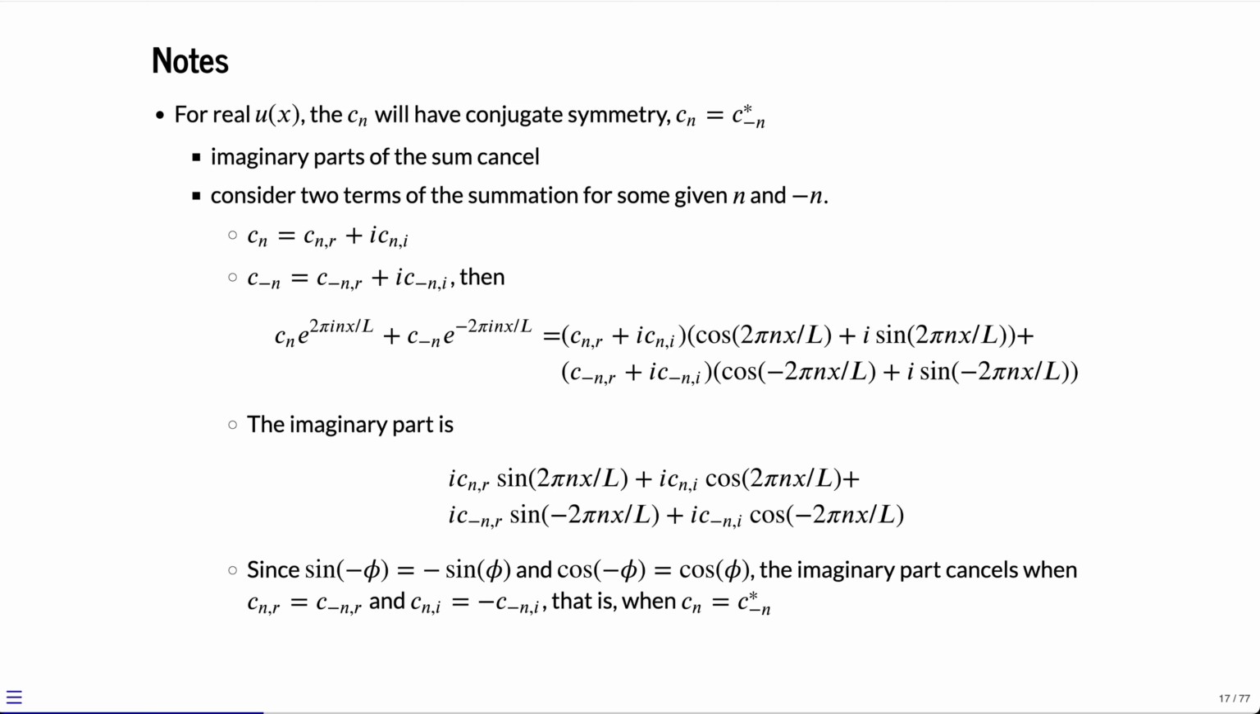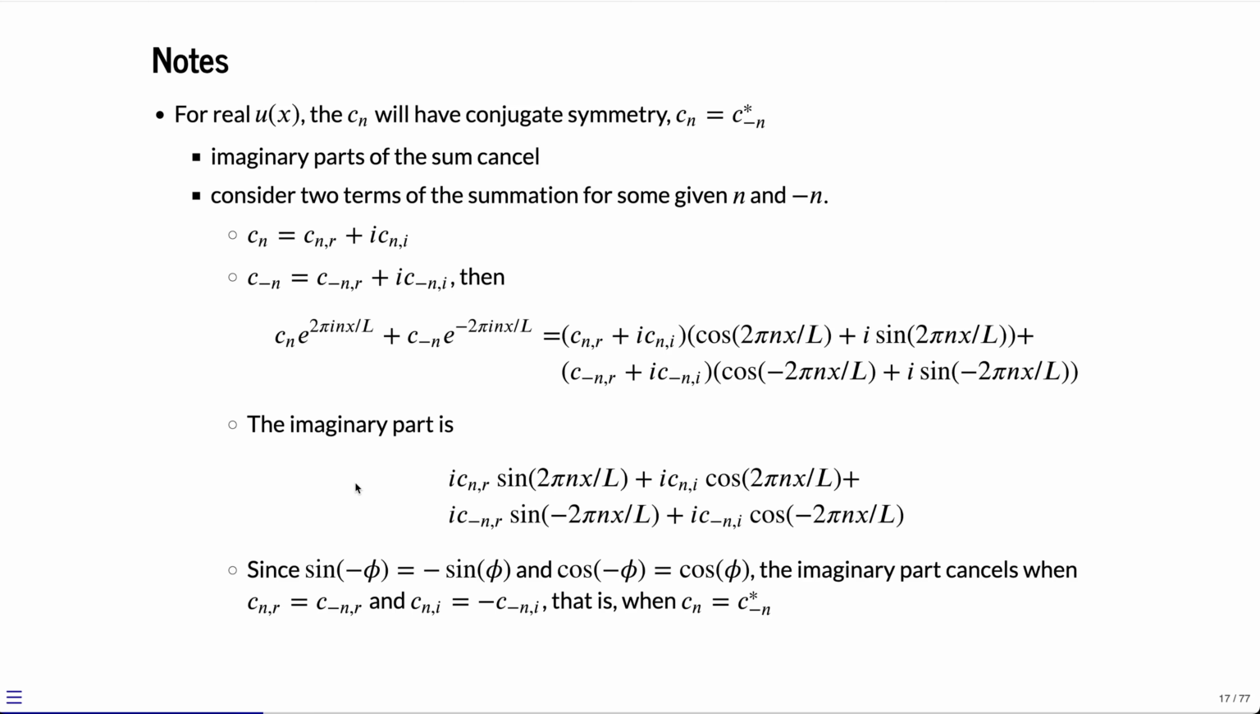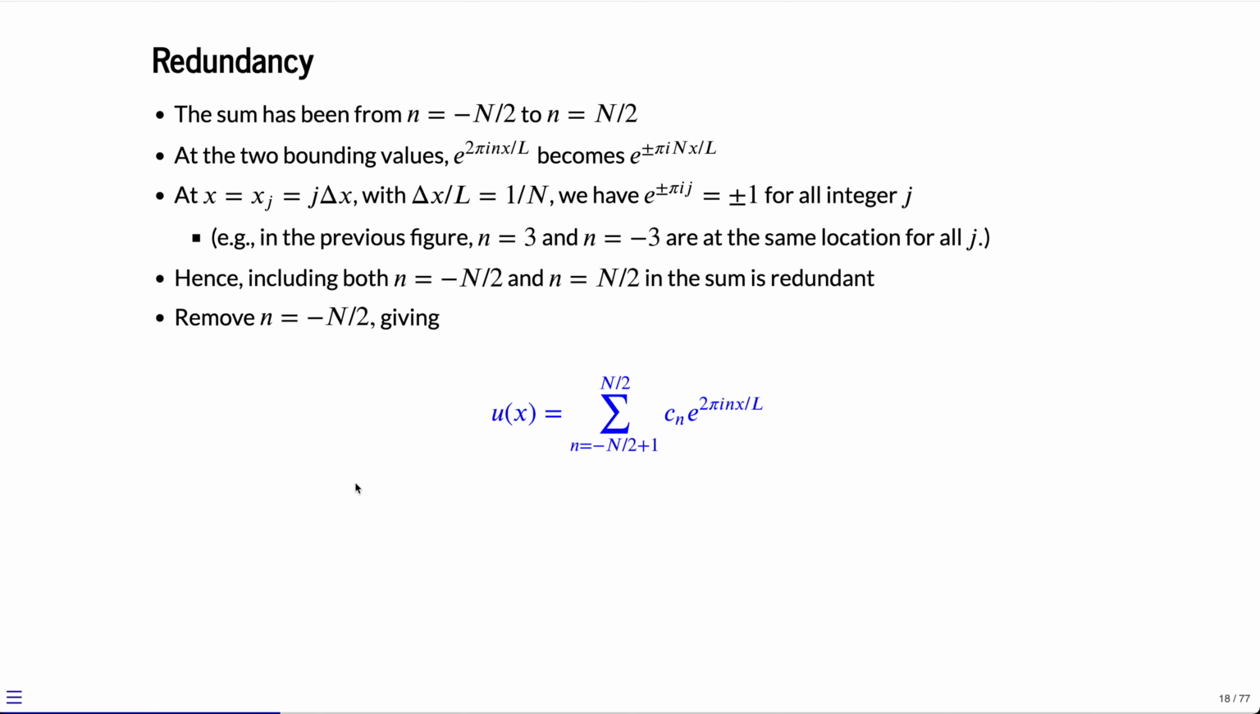Okay, now we've been summing from minus n over 2 to n over 2, but you'll notice in all these pictures the 3 and the minus 3 overlap. They always overlap, which means you have 2 points at the same place. And that's redundant. So we can get rid of that effectively by removing one of the two endpoints. We remove the endpoint minus n over 2, and so our sum goes from minus n over 2 plus 1 to n over 2, and we get this function right here.